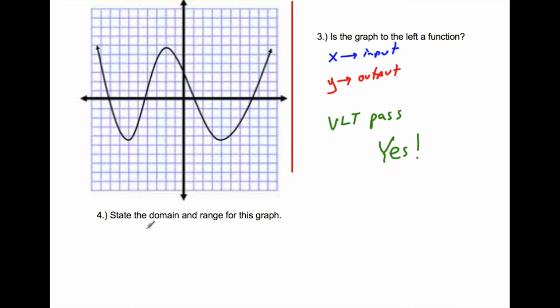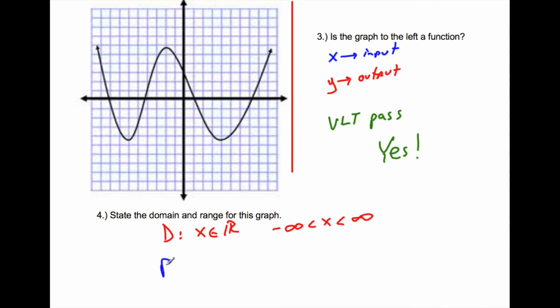Last question is asking, state the domain and range for this graph. Domain, we're talking about the x's. We can say that x is an element of all real numbers because it goes all the way to the right. This arrow means all the way to the right, and all the way to the left. We can also say that it goes from negative infinity to infinity. Both of these are saying the same thing.